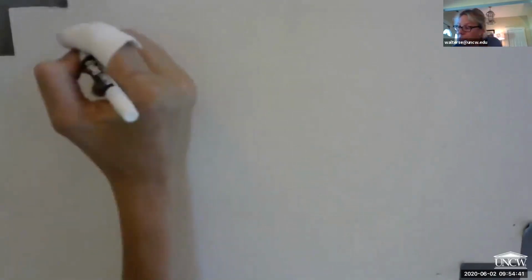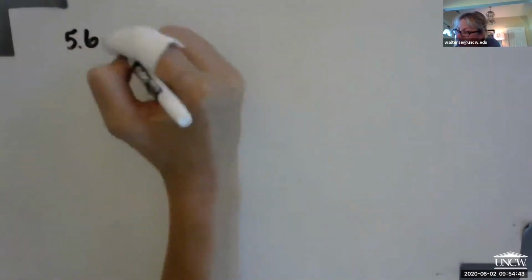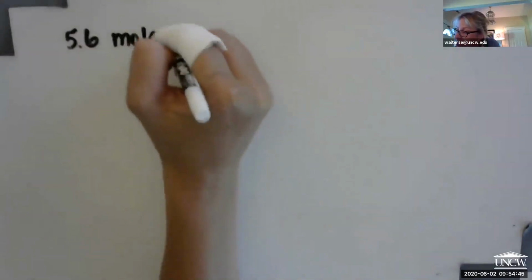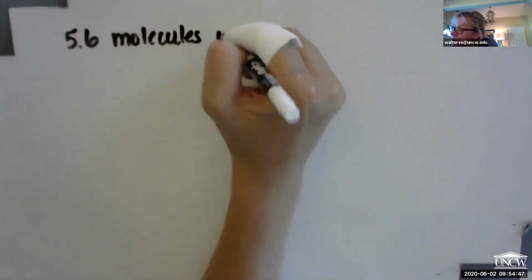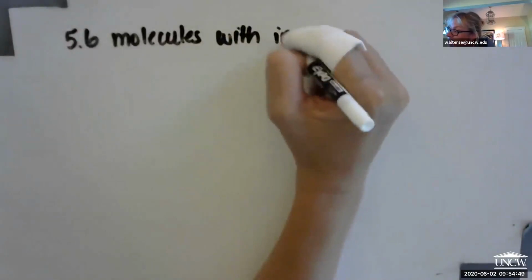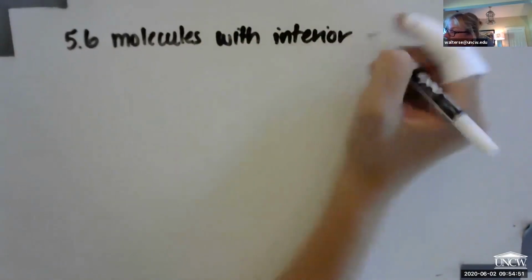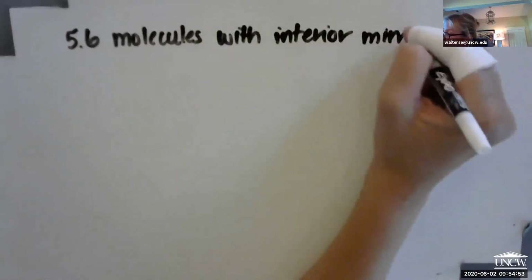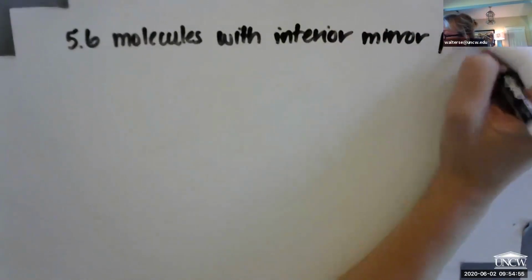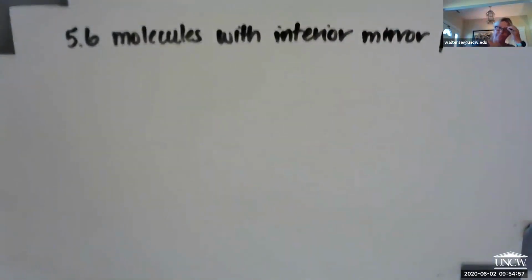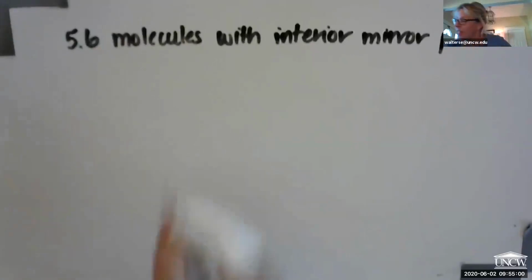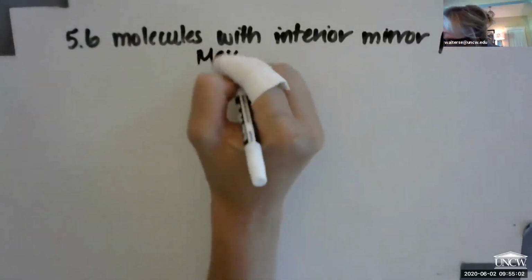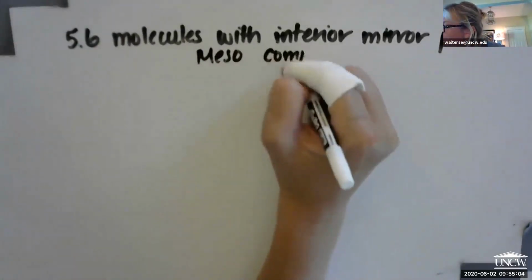Okay. Right. So we're going to expand on this and include now what's called molecules with an interior mirror plane. Okay. Meso compounds.